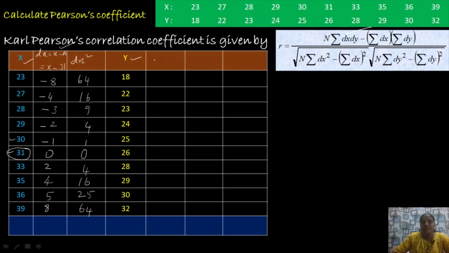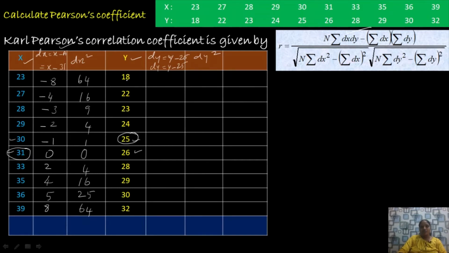Now let me calculate dy and dy square. dy is the deviation of y values from an assumed mean. Here I have to take y minus the assumed mean. There is a tie between these two values, 25 and 26. Here I take the assumed mean as 25. So dy is y minus 25.